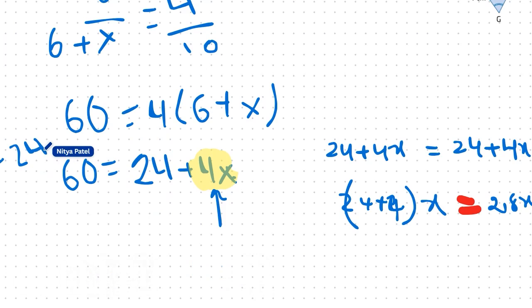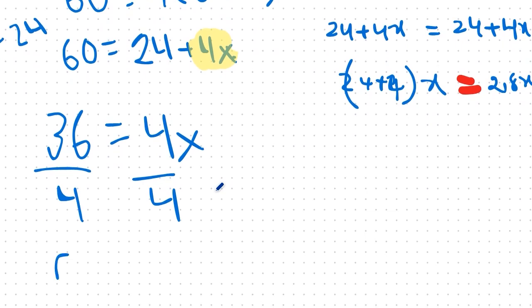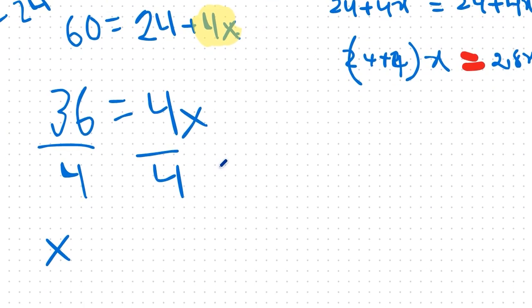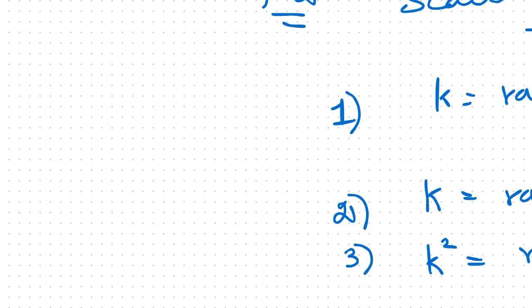So I have 60 minus 24, is 36, equals 4x. Now I can remove it. So x is 36 divided by 4, which is 9. 9 centimeters. So that is the answer. Next.